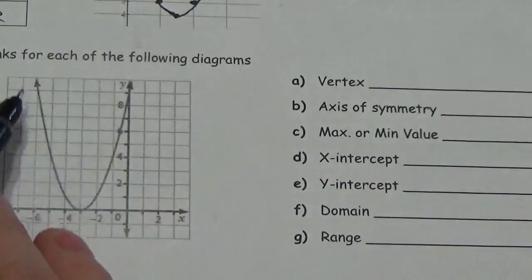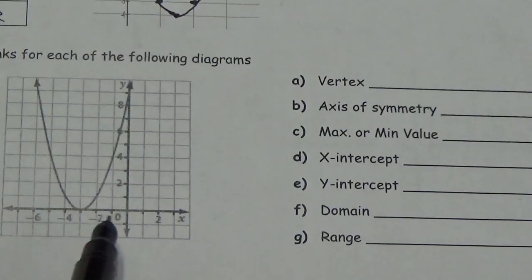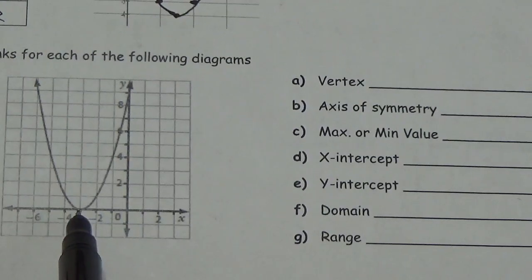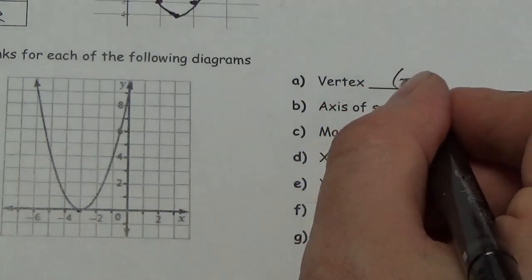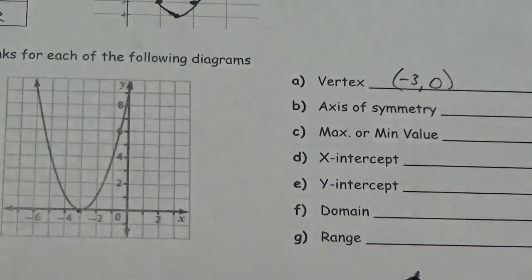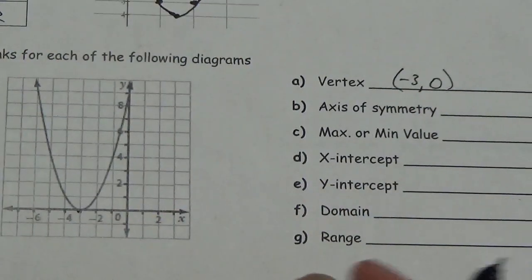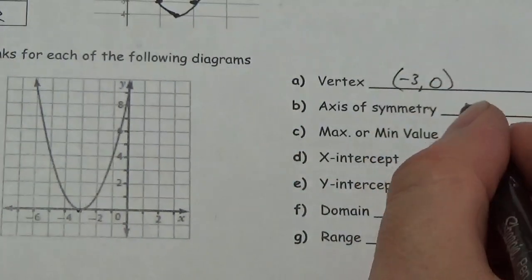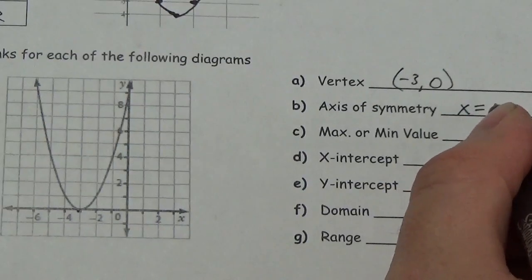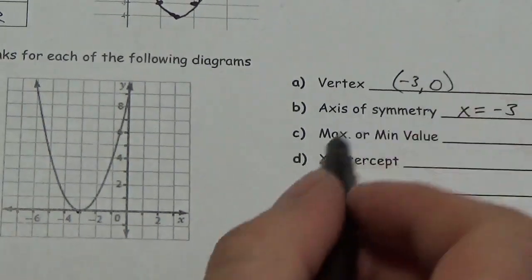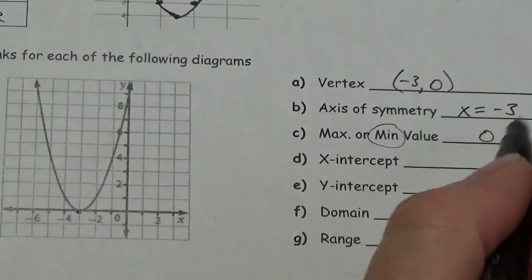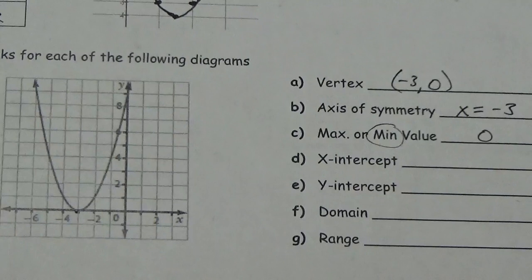So now remember, the vertex is that maximum or minimum point, that turning point on the graph, and that appears to be right there. And that looks to be the point (-3, 0). And remember, you need to put parentheses around that because it is an actual point you're looking for. Without the parentheses, it's just a list of numbers. Once you know that, we can immediately jump down to these two here. I know that my axis of symmetry will be x = -3. And because this one opens up, I know that it's got a min value, and the min value here is going to be 0. Both of those are linked to the vertex.